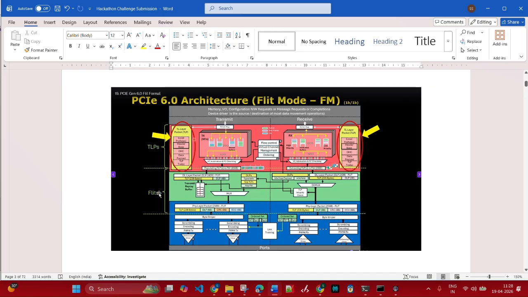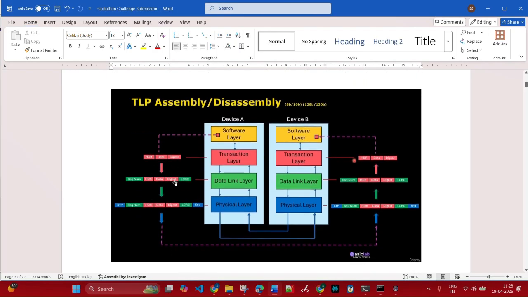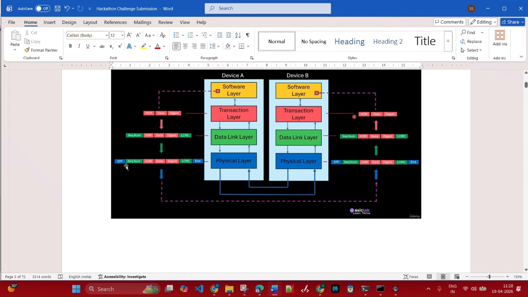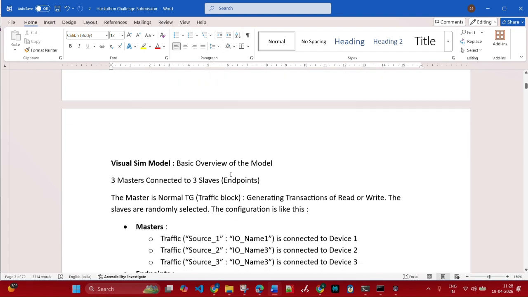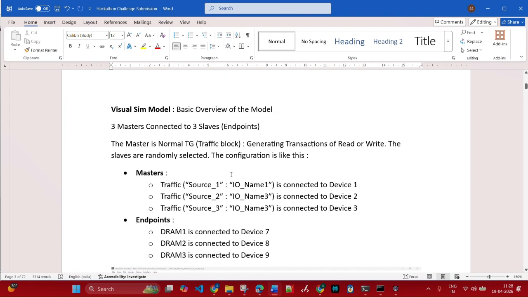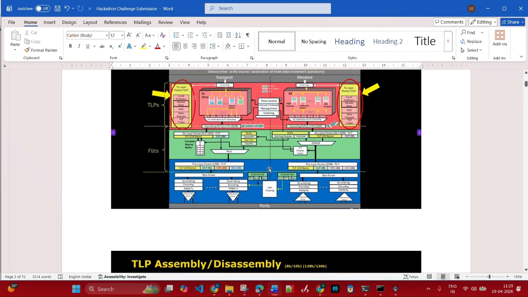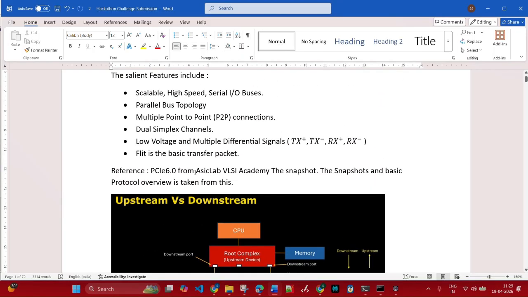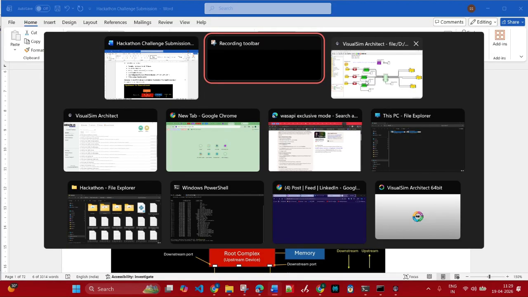This FLIT is present in the data link layer. There I add a sequence number and an LCRC to it. Then in the physical layer, I add start and end packets. This is the basic overview of PCI. If you want to dive deeper, you can refer to the PCIe 6 protocol from ASIC Lab, VLS Academy.